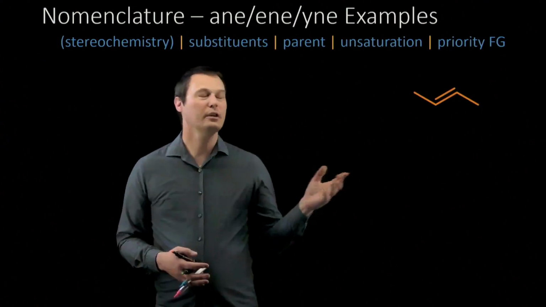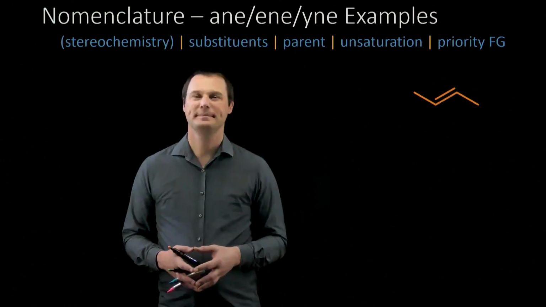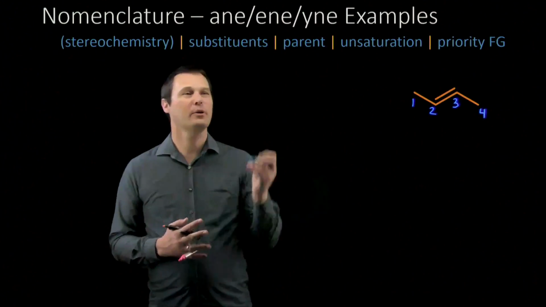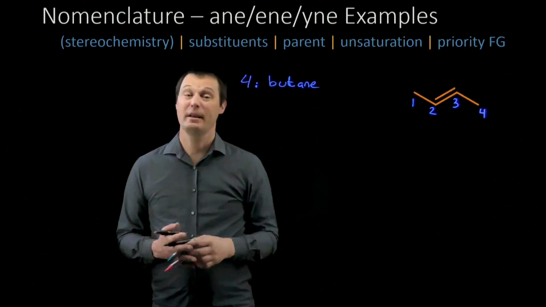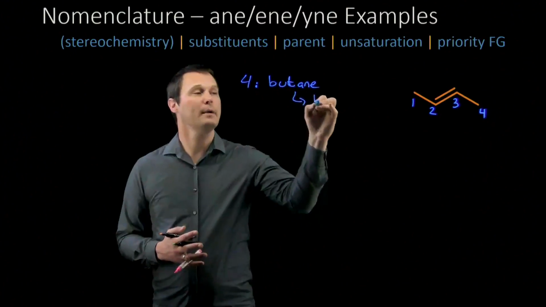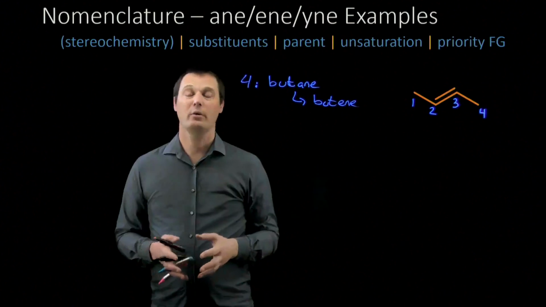Pause the video, see if you can come up with the IUPAC name for this molecule. For this molecule, there are 4 carbons in the longest consecutive chain. Our 4-carbon hydrocarbon is butane. This molecule is not going to be butane though. It has the double bond, so it'll be butene. Doesn't matter where we put the double bond.